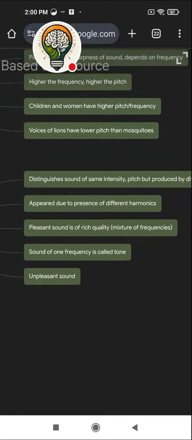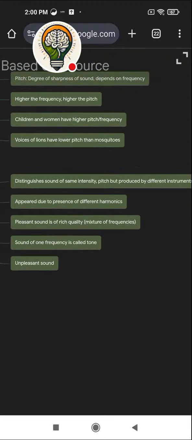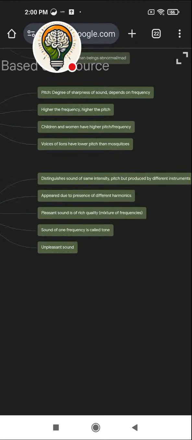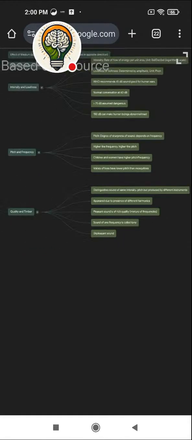Then the quality of timbre, distinguishing sounds of the same intensity and pitch but produced by different instruments. It appears due to the presence of different harmonics. A pleasant sound is a rich quality mixture of frequencies, a sound of a single frequency is called a tone, and an unpleasant sound is not a rich mix of frequencies.